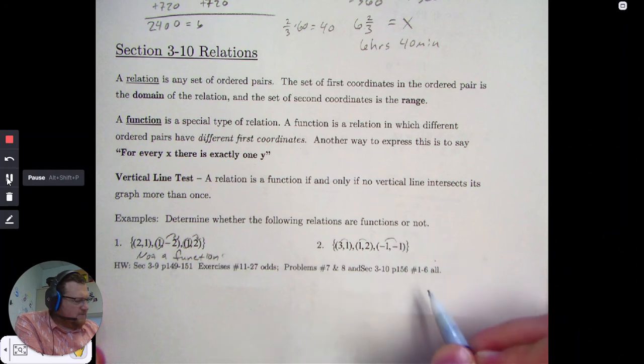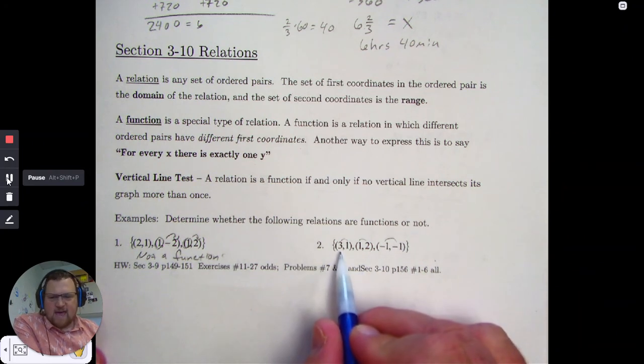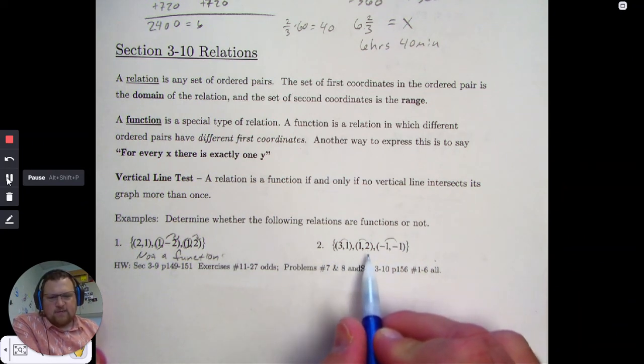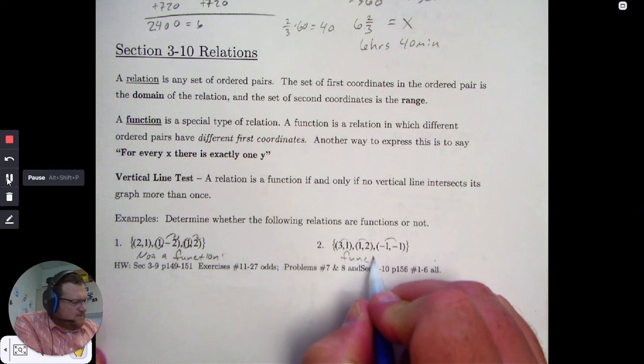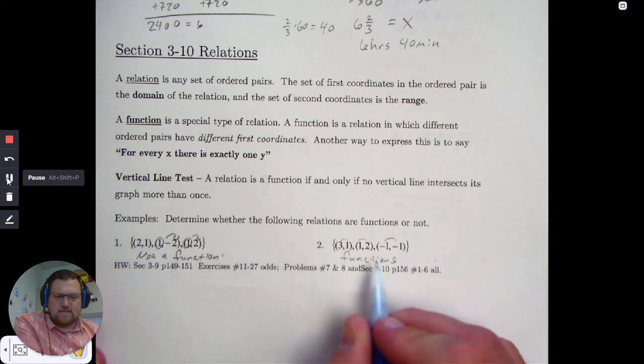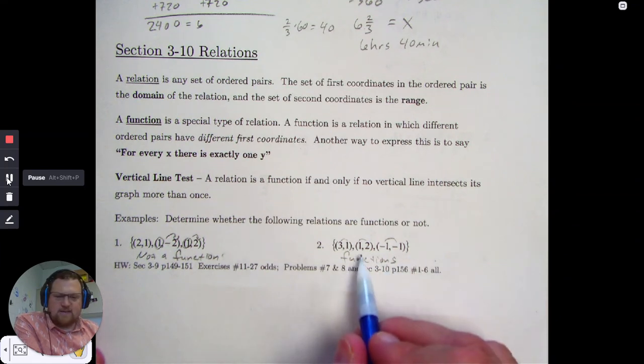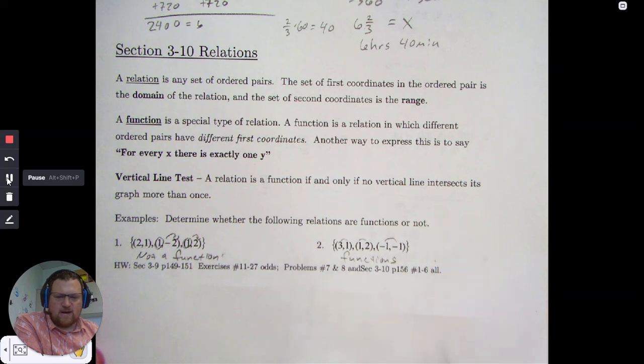Now in the second one, we have 3 going to 1, we have 1 going to 2, we have negative 1 going to negative 1. We don't even have a repeated x value. Because we don't have a repeated x value, that means we automatically know that this can be a function, because it is not repeating an x going to a different y.